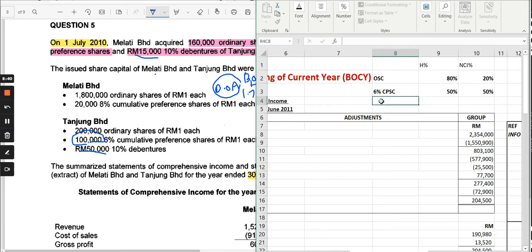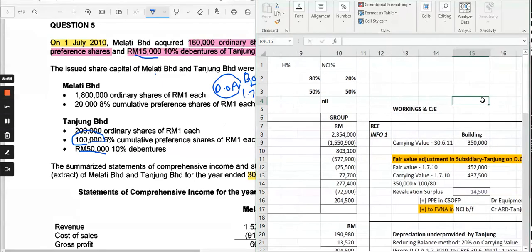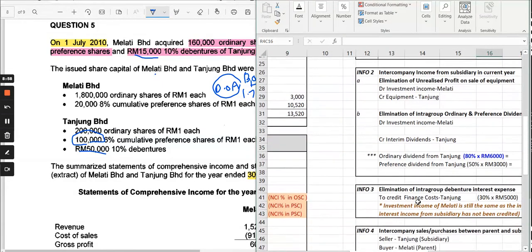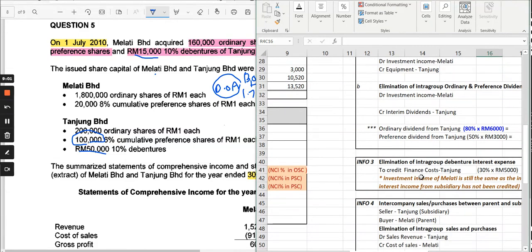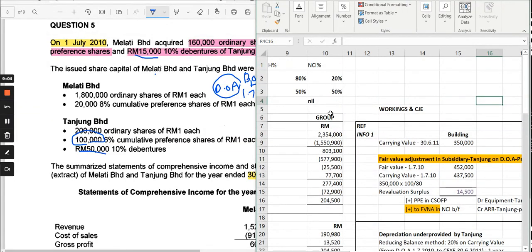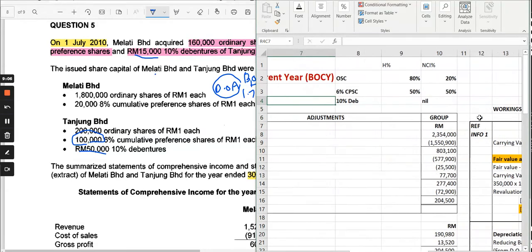And you're going to have to find also for debenture. But debenture will have no non-controlling interest. So there is no such thing as non-controlling interest for debenture. So the percentage acquired for the debenture is 30%, and that is 15,000 from 150,000. So you get 30%. Okay, done with that.